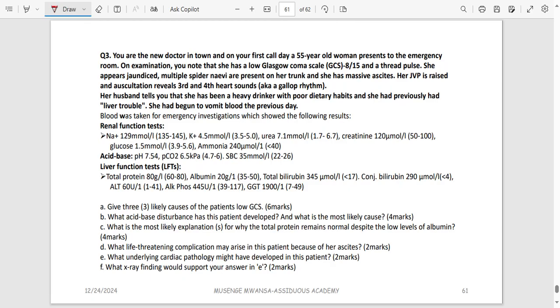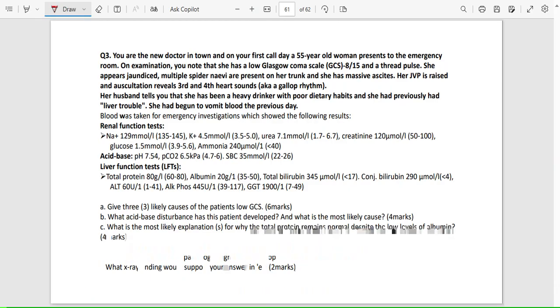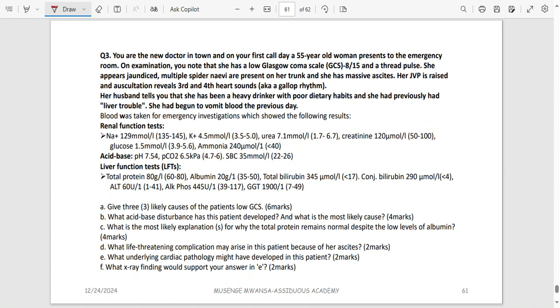So number one, give three likely causes of the patient's low GCS, the Glasgow Coma Scale. Now, if the Glasgow Coma Scale is low, it means that the patient might be unconscious, and the things that can cause unconsciousness, you can see from the data that we have.